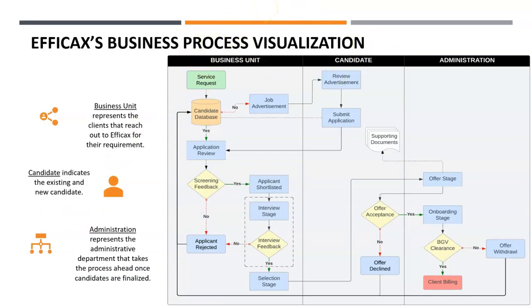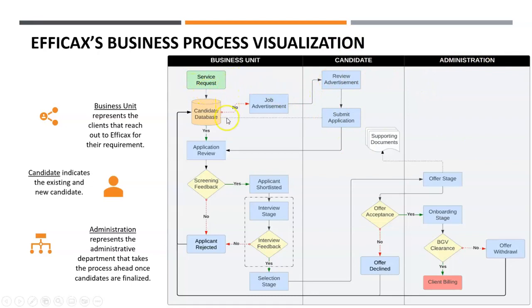Once we receive a service request from the client, we'll check the candidate database. If we don't find the candidate in the candidate database, a job advert needs to be posted. The candidate can review the advertisement and submit an application. After the screening, we'll check if the candidate is shortlisted. If they're shortlisted, they move to the interview stage.